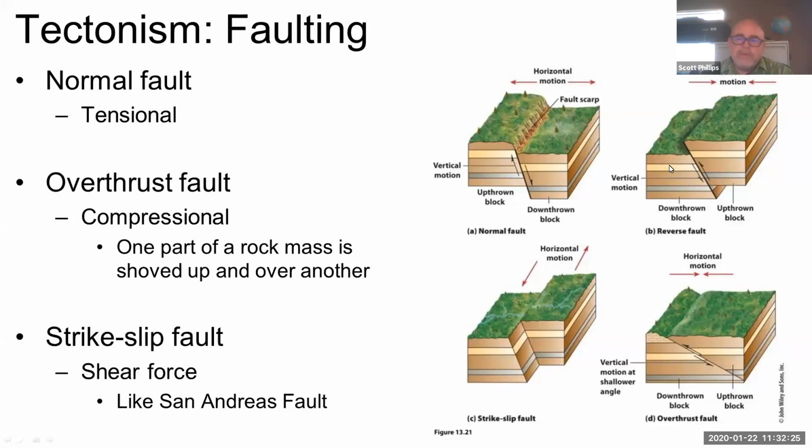You can also have what's called a reverse fault, where as you push rock together, one is forcibly pushed upward and one slips downward. You can also have an overthrust fault. This is where rock is being pushed together and one piece of rock is shoved up and over the other. And lastly, you can have a strike-slip fault. This is where shear force is displacing the rock in a sideways motion, like along the San Andreas Fault.